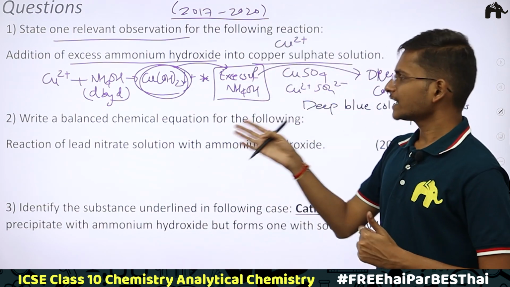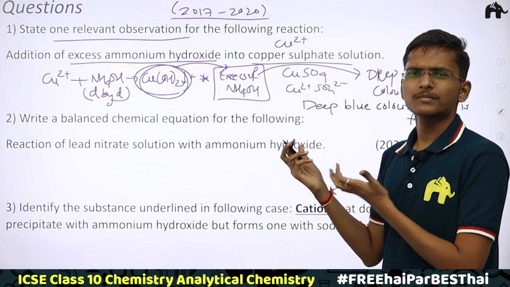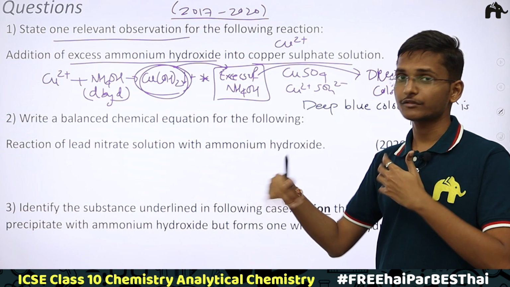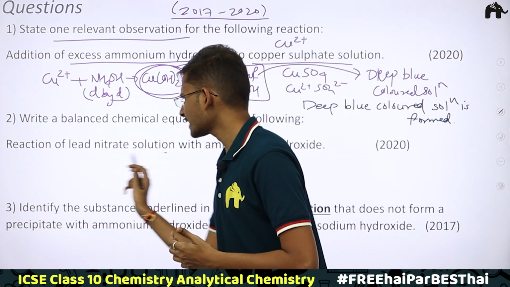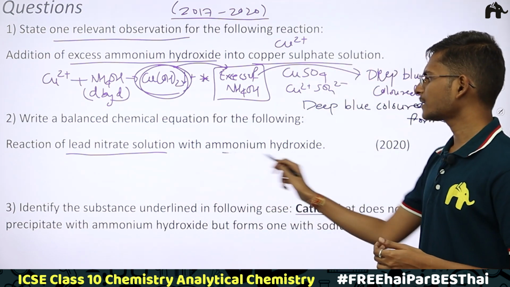Next one is write a balanced chemical equation for the following. So they are simply just asking you to write a reaction. And now we have studied it, how to write the reaction. They have given us the reactants as well. See, reaction of lead nitrate solution with ammonium hydroxide.